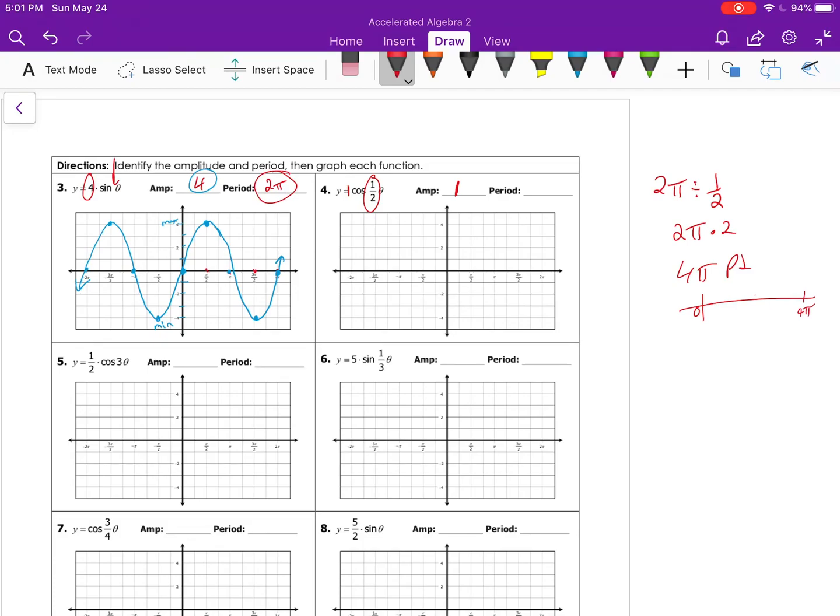Normally, we would start at 0 and go from 0 to 4 pi. And then I'd have you do that little trick I just said. Divide it in half, 2 pi. Divide that in half, pi. That is what you're going to count by. So the pi's are where you're going to put points.